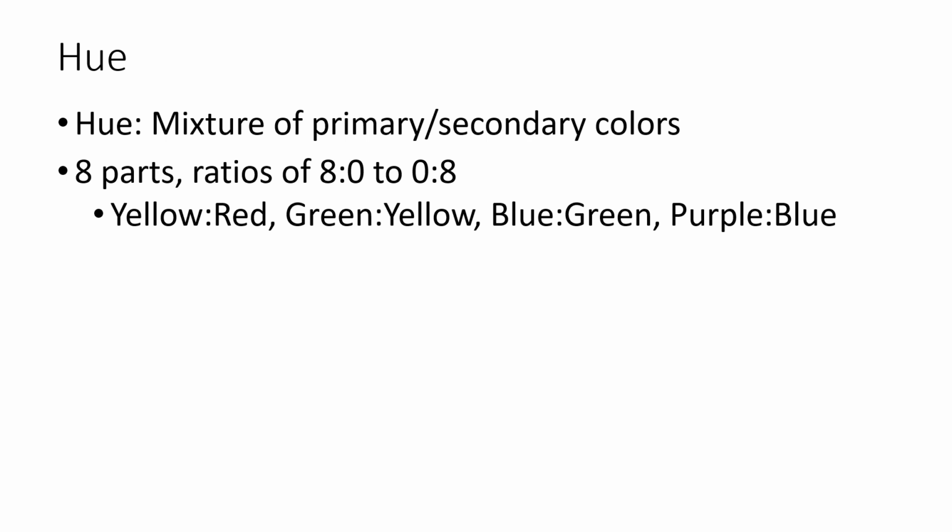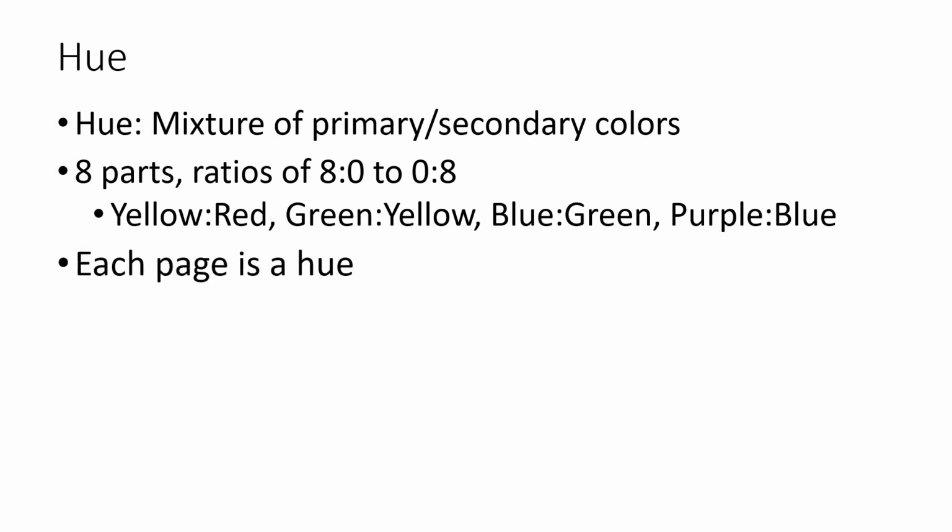So what's hue? Hue is the mixture of primary and secondary colors based on a ratio of 8. So 8 parts to 0, 7 to 1, 6 to 2, etc., until you get to 0 to 8. The most common color combinations in soil are these that create browns, which work with the combinations of yellow and red. A little more rare as you go toward the right here are green and yellow combinations, and blue and green, and purple and blue. And those are the things that happen in soils as oxygen becomes limiting.